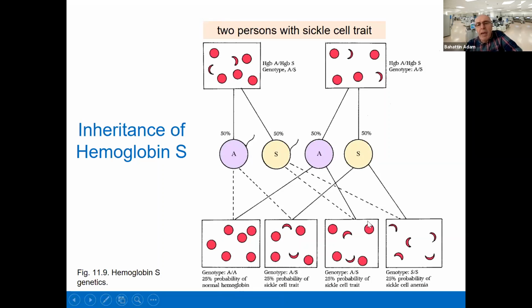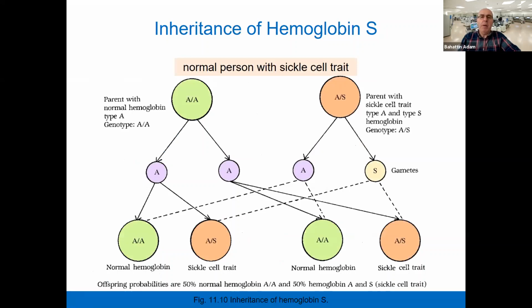As you see here, 25% and 25% with sickle cell anemia. That means totally 50%, okay? 25% will be healthy and 25% will be sickle cell anemia, if two sickle cell trait carriers get married. Okay, in the second option, if one normal person gets married with a sickle cell trait carrier.